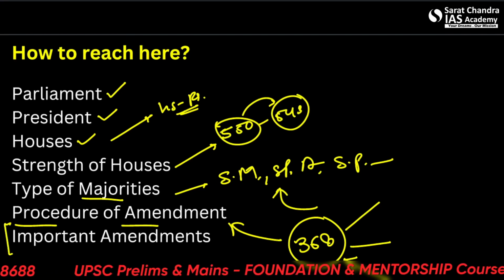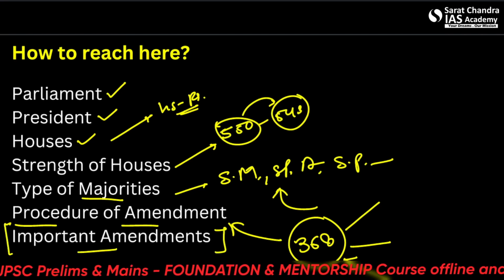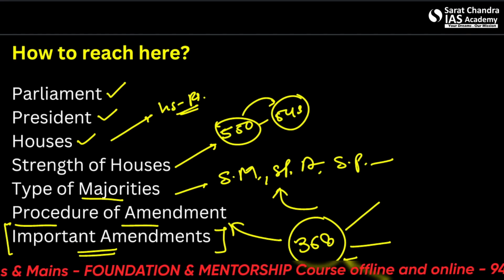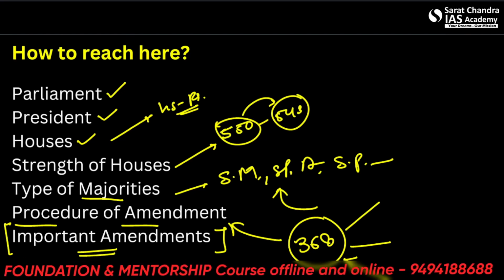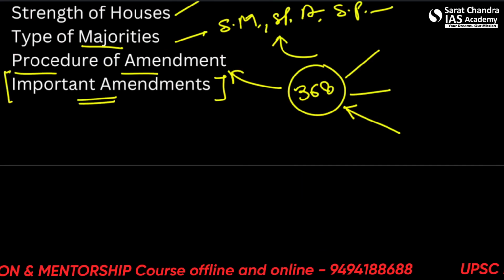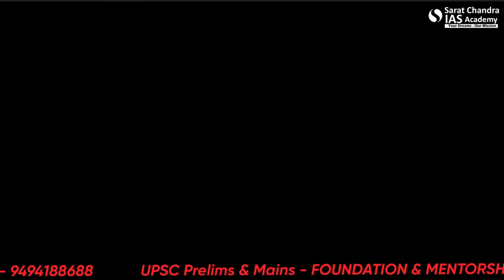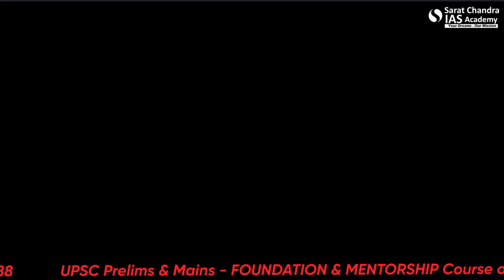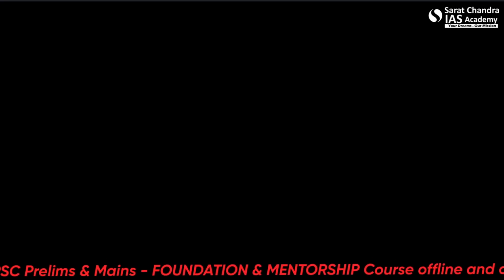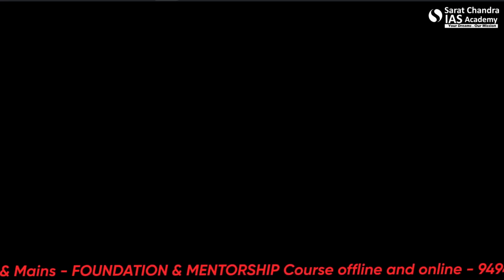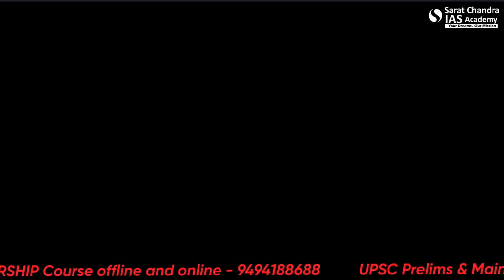Now we come to the last stage, the important amendments. Alright, so now we need to see which of the amendments have been historical in India's constitutional or political history, and then we'll move forward. So let's come to the first amendment and such. I'll give you the dates. Alright, so first amendment we'll see to the constitution. I'll be making a mind map for all the amendments whenever we talk about them, and I'll give you the years as well.